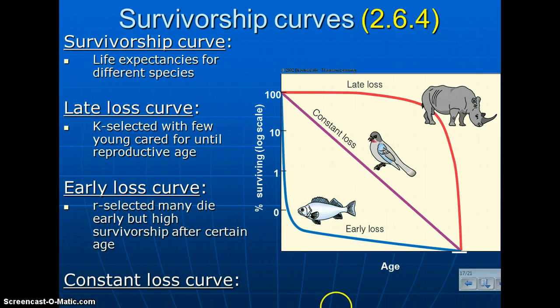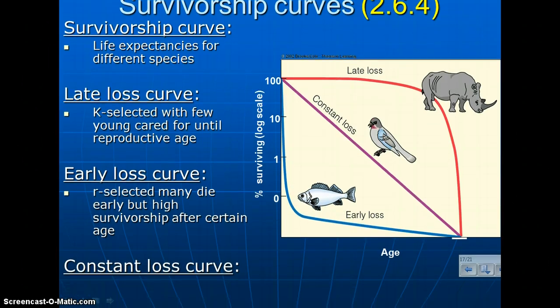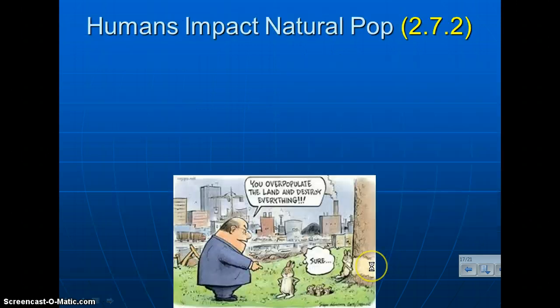And then the last one is the constant loss curve, which refers to an intermediate and steady mortality. Think squirrels or deer, which could get hit by a car at any time, and there are so many of them, and they're just BAM! Dead. It could be any time in their life they get hit by a car. So that's what this constant loss one is. So it's clear there's K, r, and then there are some in the middle. There are a lot all over the place here, but it's clear that the K strategists and the r strategists are at the extremes.